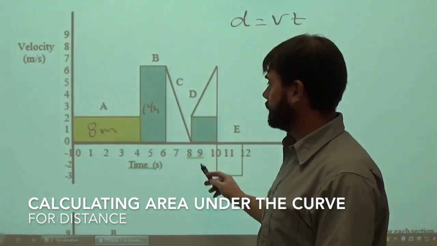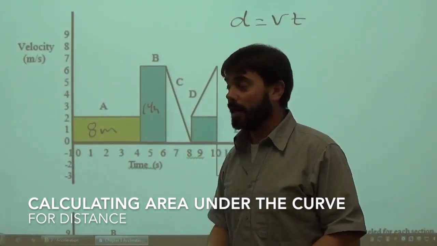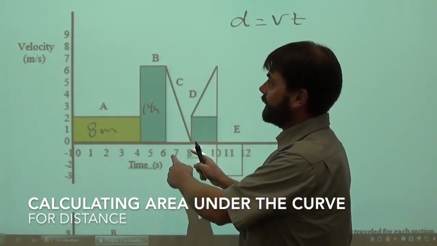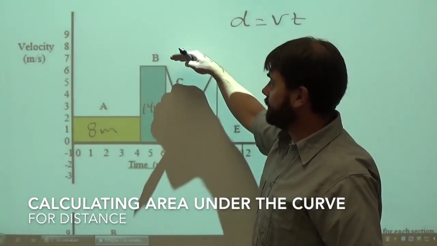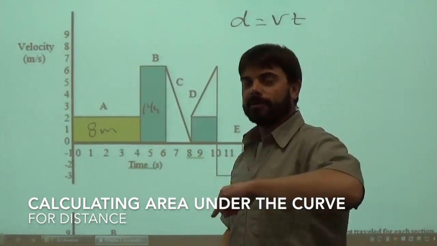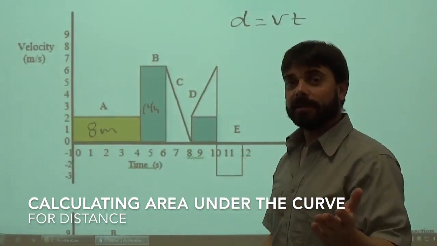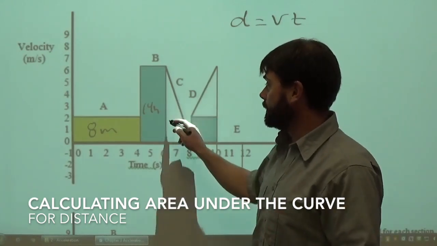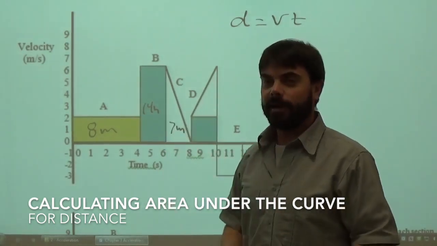When you have angles, you just have to use a little bit of geometry. If this was another 2 seconds at 7 meters per second, and you got a line cutting across it, it basically cuts that distance in half. So this would be equal to 7 meters, and so on.